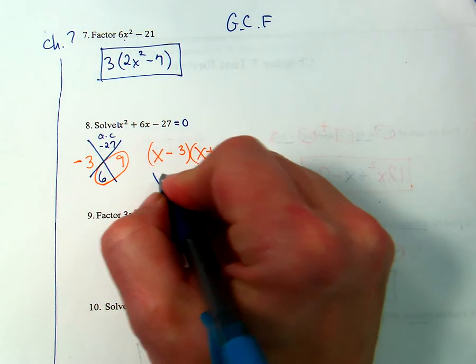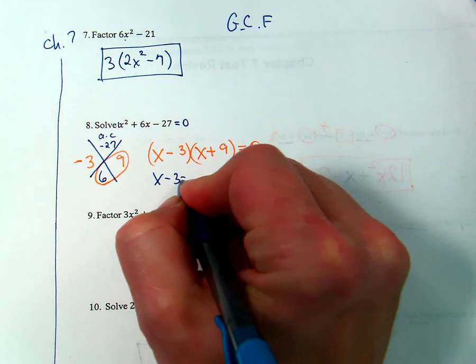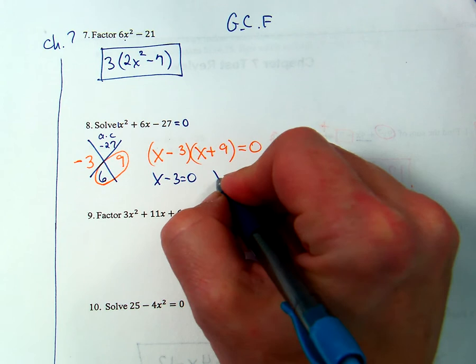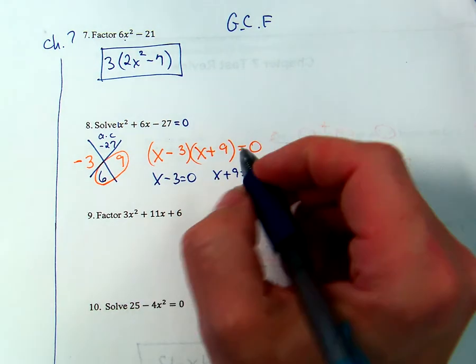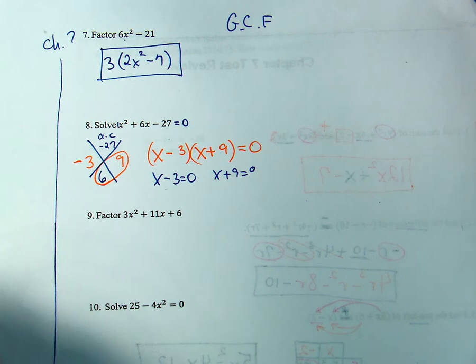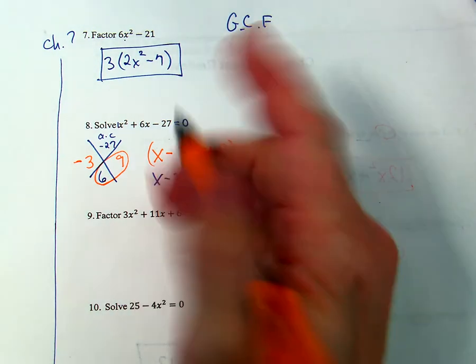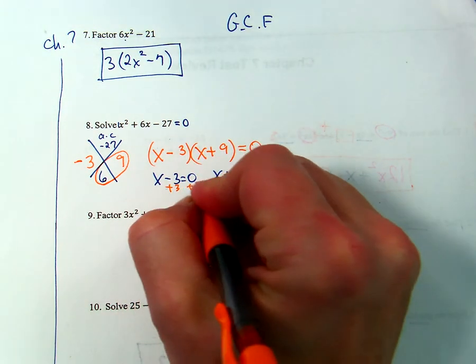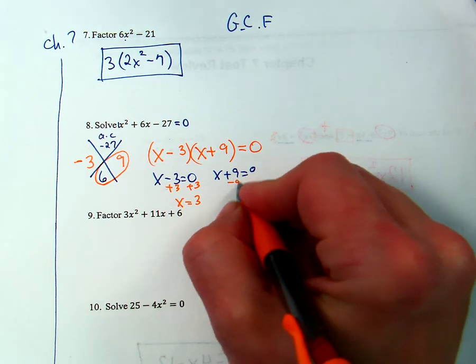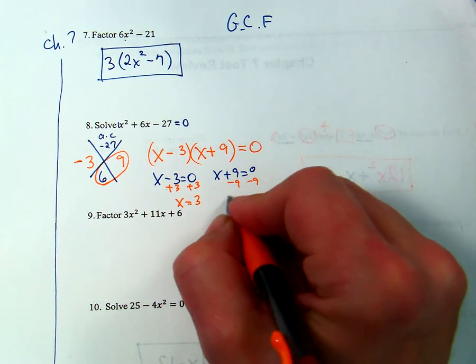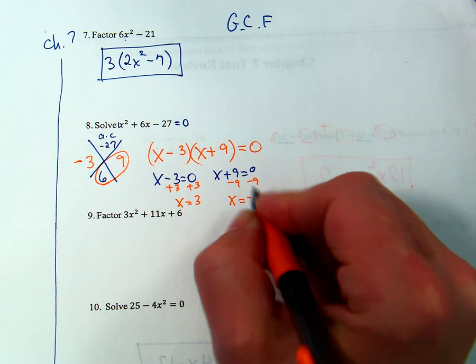And so we just set x minus 3 equal to 0. That could have been the one that was a 0. X plus 9 equal to 0. And then we do our magic with algebra. So we're going to add 3 to both sides. X is going to equal a 3. Or we're going to minus 9 from both sides, and x is going to equal a negative 9.